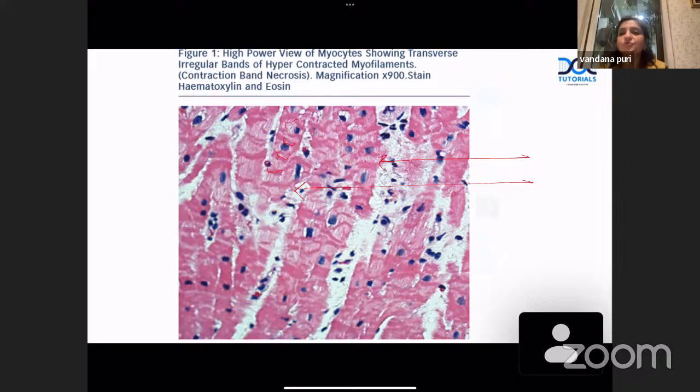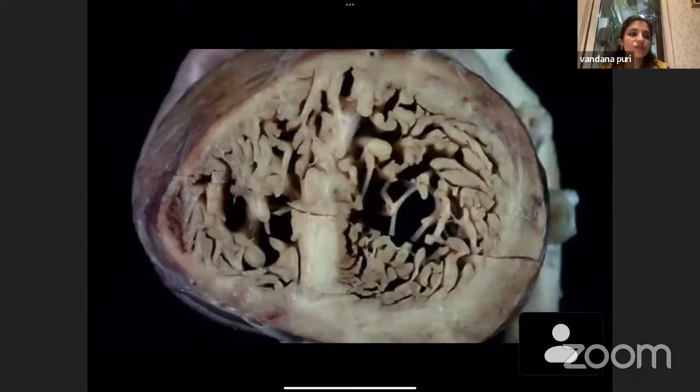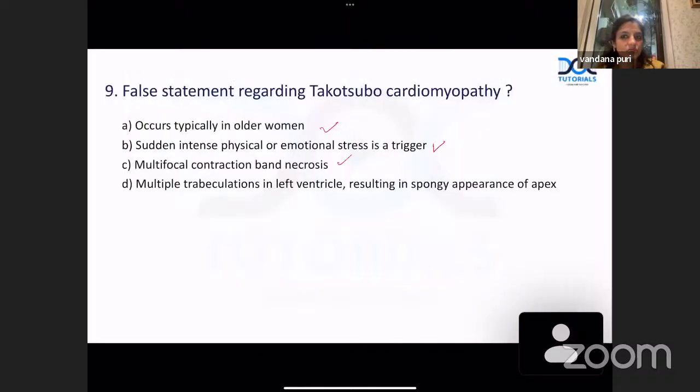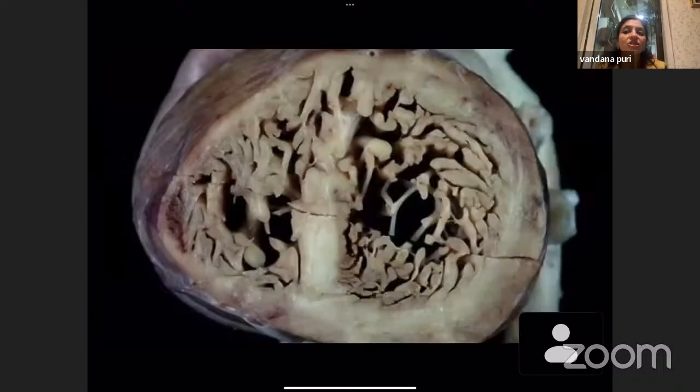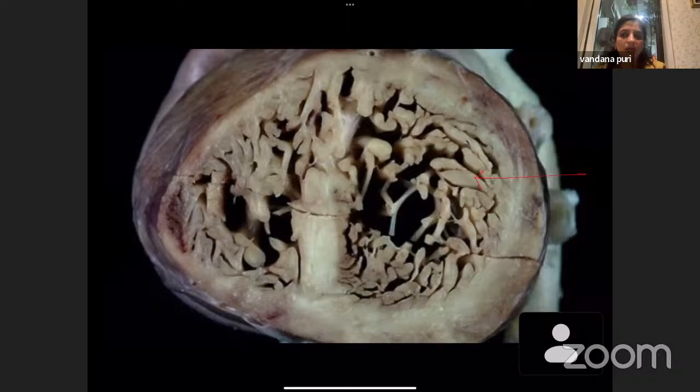Now, here option D was just a googly question, which we have already discussed in the starting also. Multiple trabeculation in the left ventricle causing spongy appearance of the apex. So this is multiple trabeculations of the left ventricle, and we have already talked about this in the starting. This is left ventricular non-compaction, which shows these kinds of hypertrabeculations. So this is not a feature of Takotsubo cardiomyopathy.